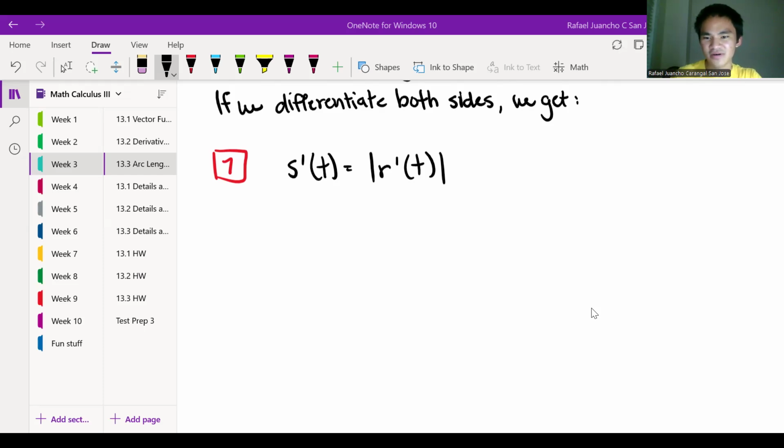So if a curve r of t is already given in terms of parameter t, and s of t is the arc length function, then we may be able to solve for t as a function of s. So if we're given a parameter t and the arc length function, then we can solve for t in terms of s. We can do it the other way around. And then the curve can be reparameterized in terms of s. Huh, that is confusing.